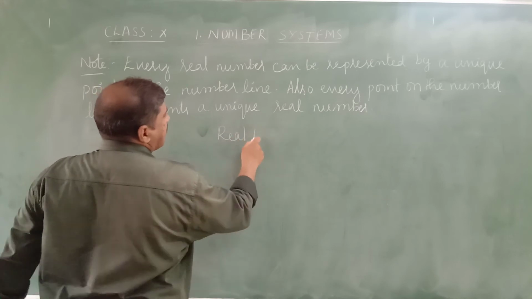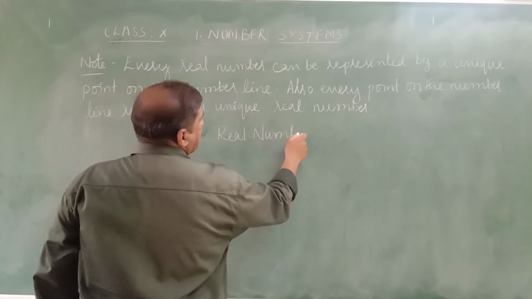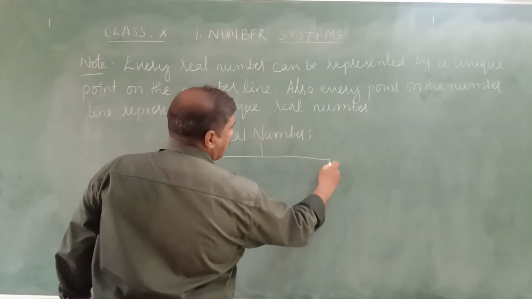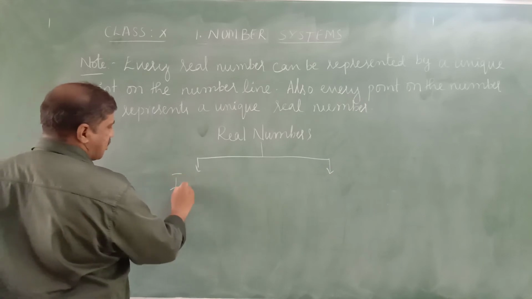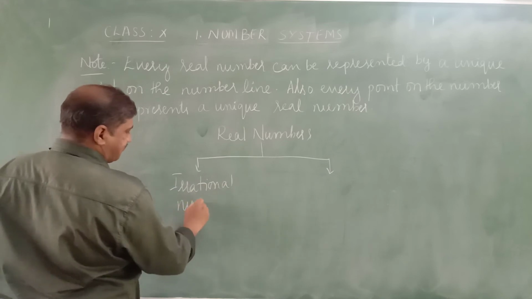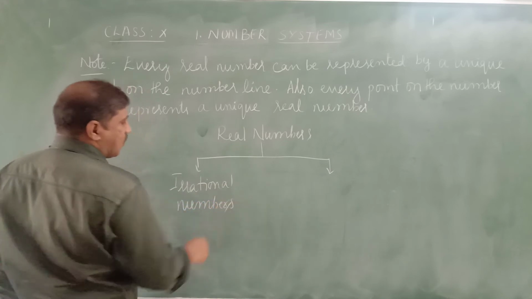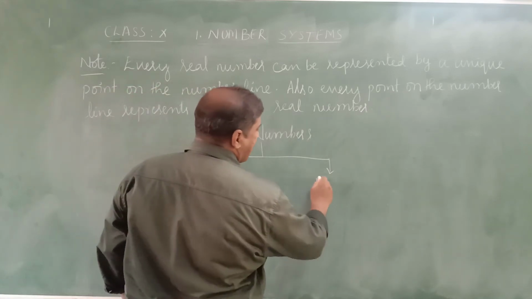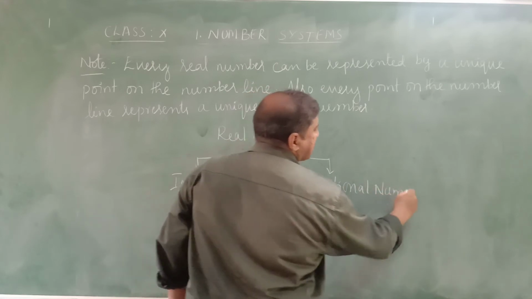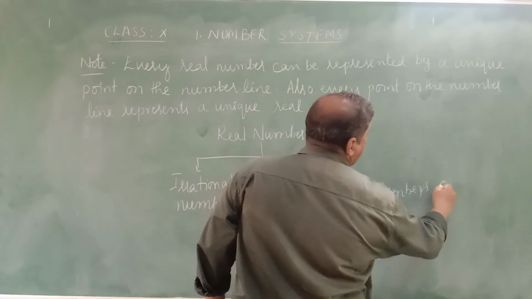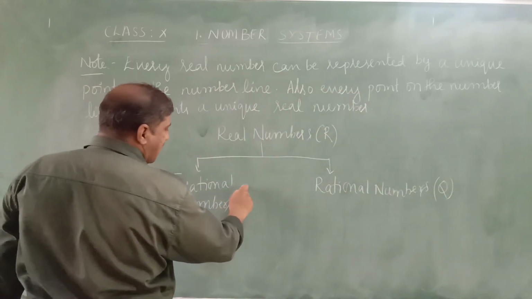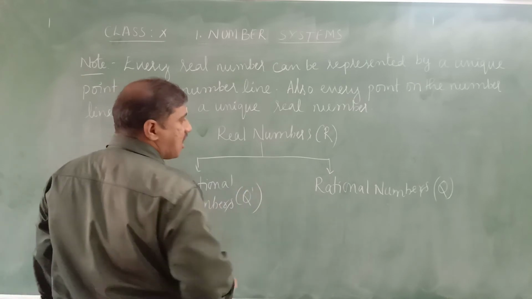Real numbers. So real numbers include what? Two sets of numbers. One is irrational numbers. The other set of numbers is rational numbers. Rational numbers are represented by the letter Q. Real numbers are represented by the letter R. Irrational numbers are represented by the letter Q complement or Q dash.